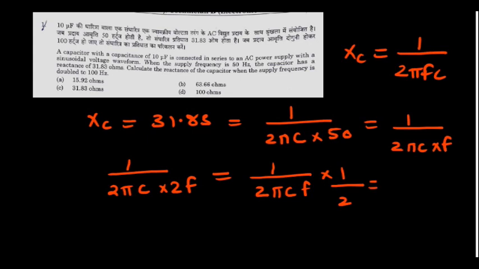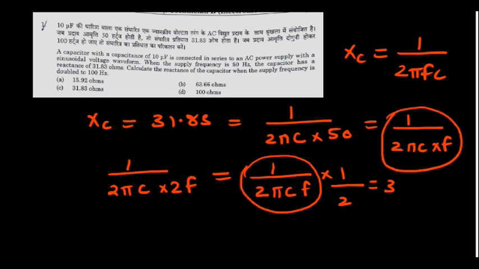So what is the answer? The value we have here is 31.83. If you multiply 31.83 by 1 by 2, we get the answer, that is 15.92 ohms. There is something in this question: if you put in the value of 10 microfarad and calculate, we won't get 31.83, it comes to 318. But that doesn't matter because he has given the value. Using that value, we have to solve it.